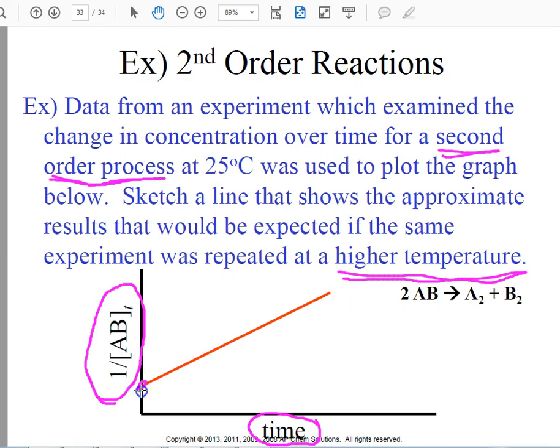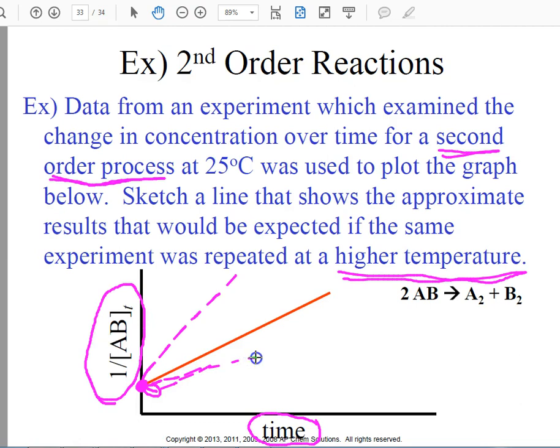Well, that's not going to change where it starts. But if it goes faster, we're going to have a higher value for K. So I'm guessing that it would climb faster. What if it was a lower temperature? Still going to go up. Still going to have a positive slope. Forgive this section right here. But just go up slower.